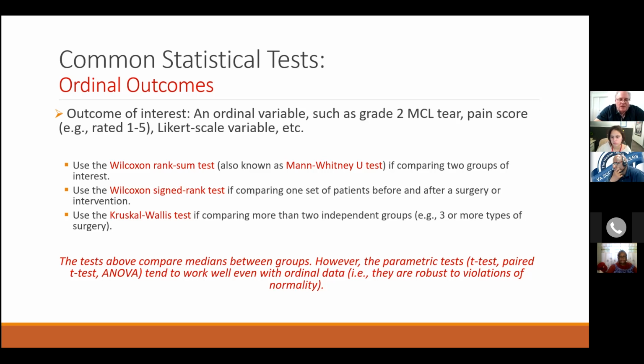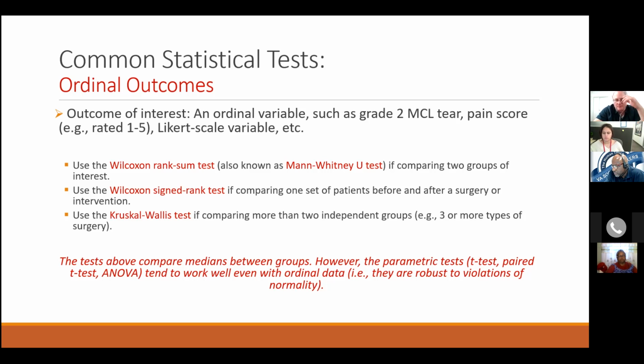So these tests above compare medians between the groups. It turns out, though, that the parametric tests, which are the tests that are more commonly used, t-test, paired t-test, and ANOVA, tend to work well even with ordinal data. So even though technically you should use the test on this slide when your data is more ordinal or your sample size is small, you tend to get very consistent results.